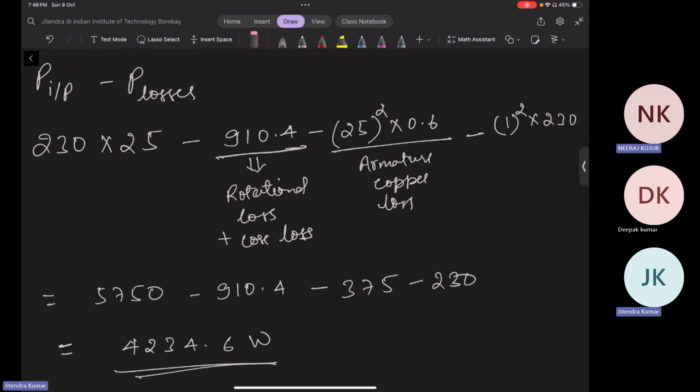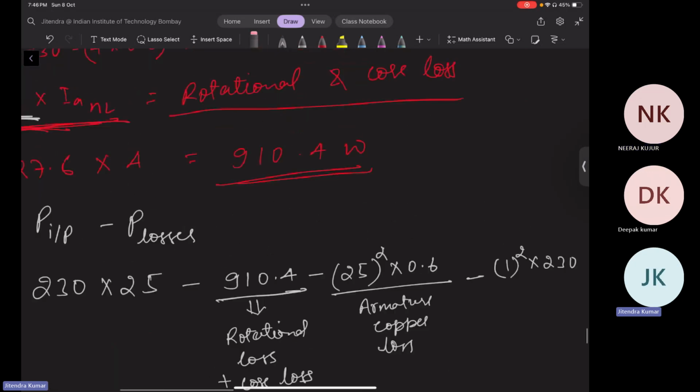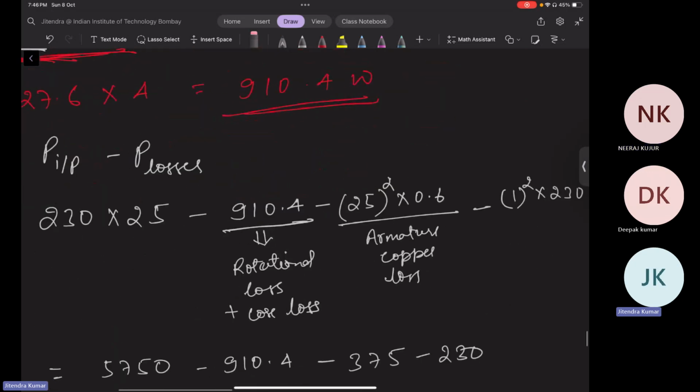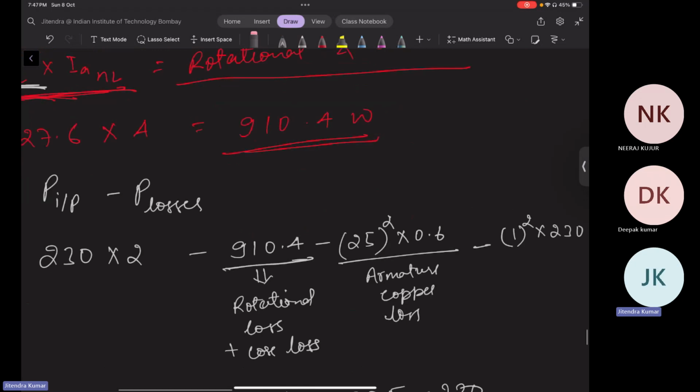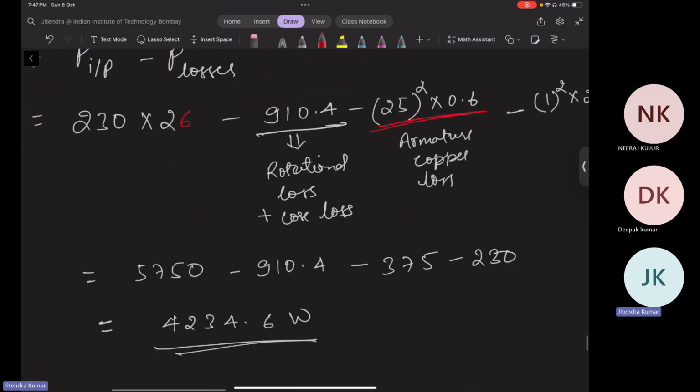Sir, I have one problem, sir. While calculating power input, we have 230 multiplied by 25. We ignored the part going to the field. Yes, you have pointed correctly. That 26 will be here, not 25. 25 we have used for armature copper loss, but that will not be everywhere. So the armature copper loss uses 25, fine, but here it will be 26.